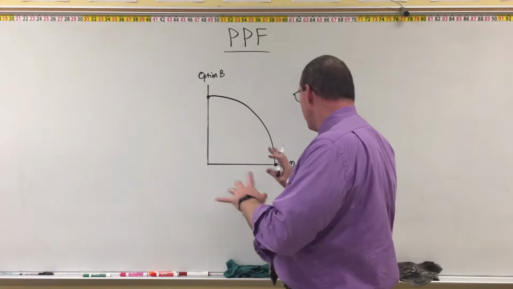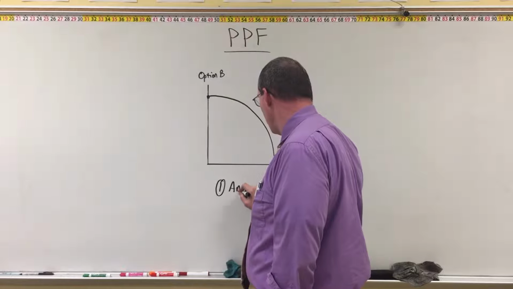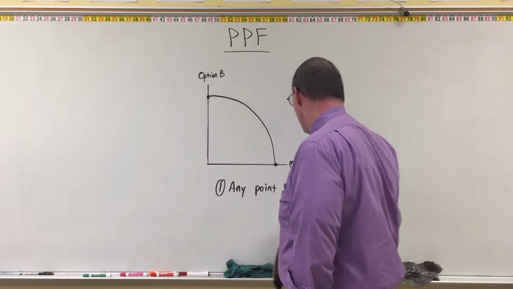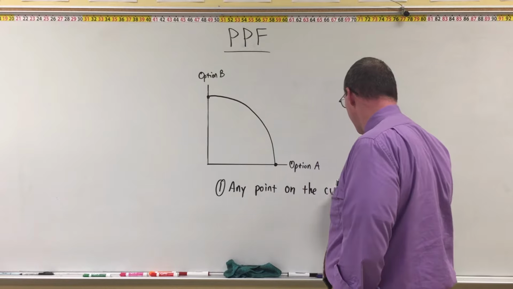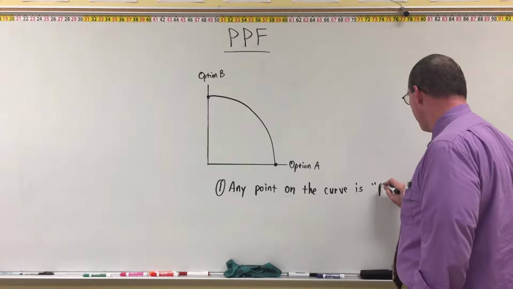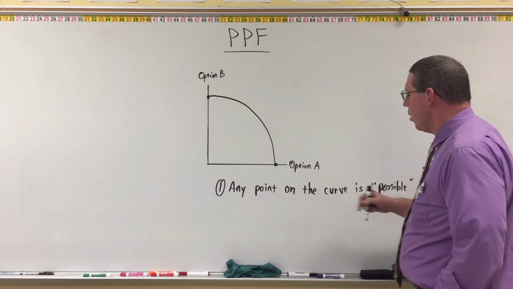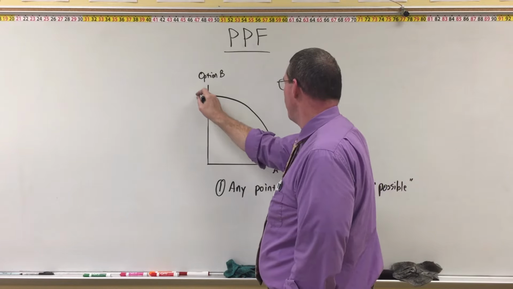So here's what you need to understand. The first thing I want you to understand is that any point on the curve is possible. Okay? So let's say that this point right here is point A, this point here is point B.